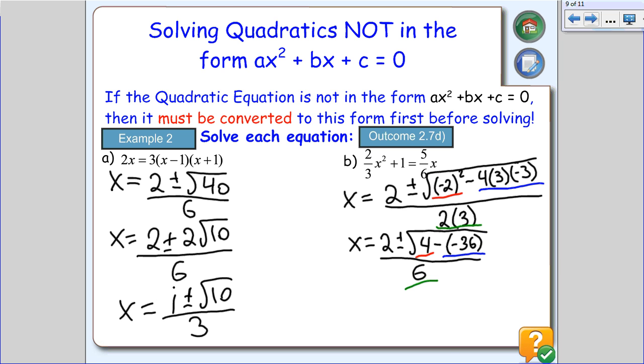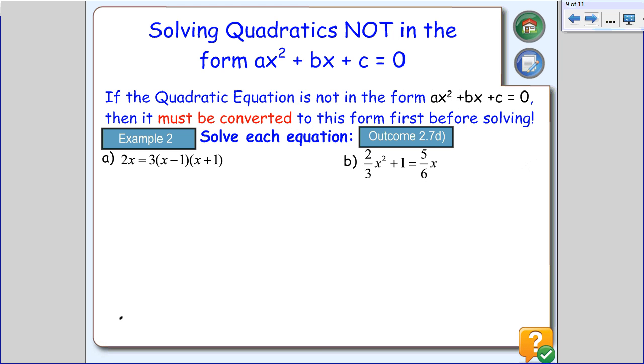Okay, B. B is a lot more of a headache to simplify. We have an x squared, we have an x, and we have nothing. That's fantastic. But we have to have it all on one side and equal to 0. So I'm going to subtract 5 over 6 x from both sides. So my equation will be 2 over 3 x squared minus 5 over 6 x plus 1 equals 0.